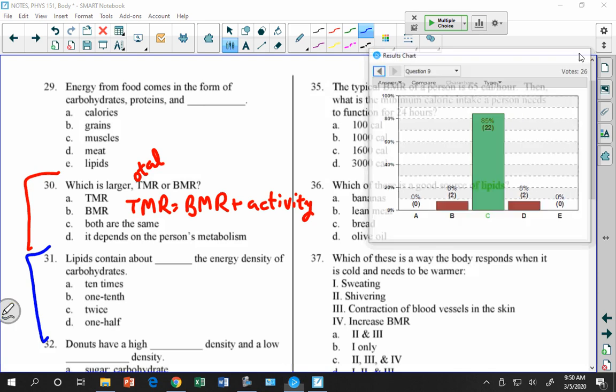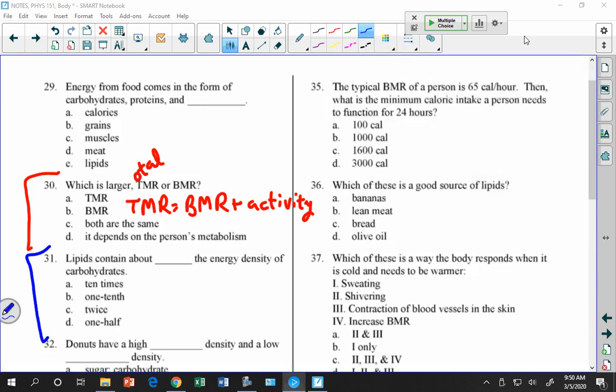Good. C is right. Lipids or fats contain about twice the energy density of carbohydrates. So it was 4 kilocalories per gram for carbohydrates and for proteins, but lipids or fats have about 9, so almost twice.